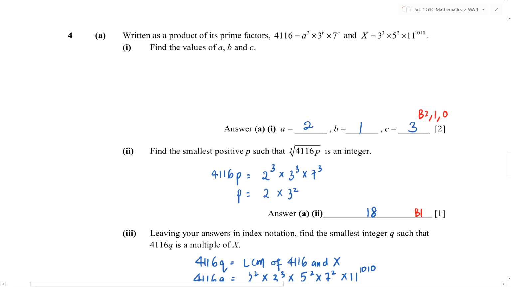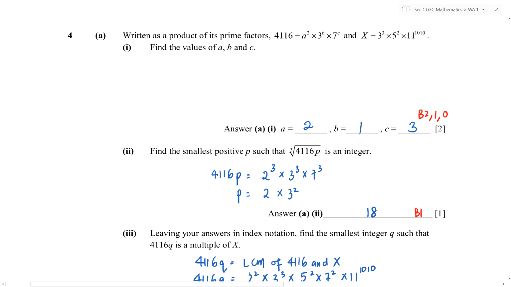Next, question 4. Samuel, this question got any problem? Because Samuel was trying to key in 11 to the power of 1010, then his calculator said error. Then he thought the question got problem. So got problem, Samuel? No problem. You can do it right.